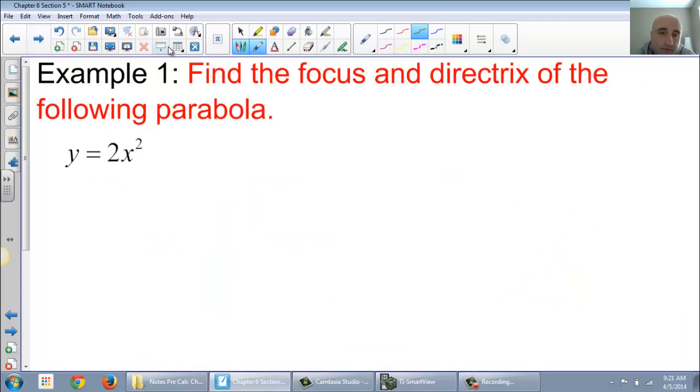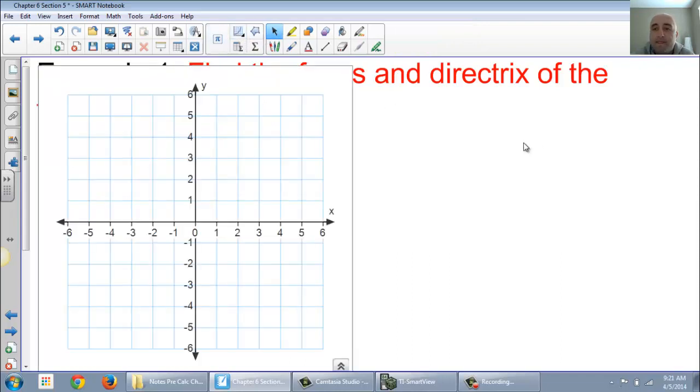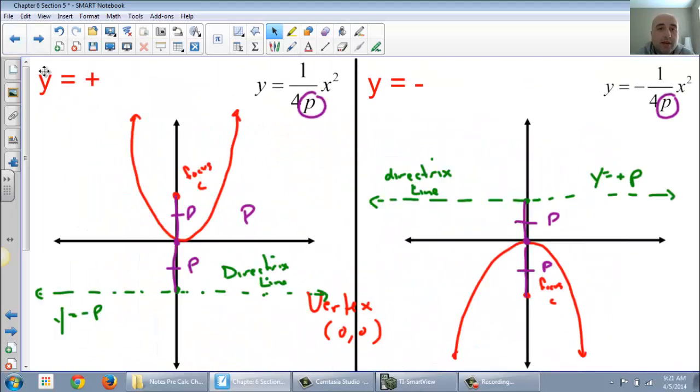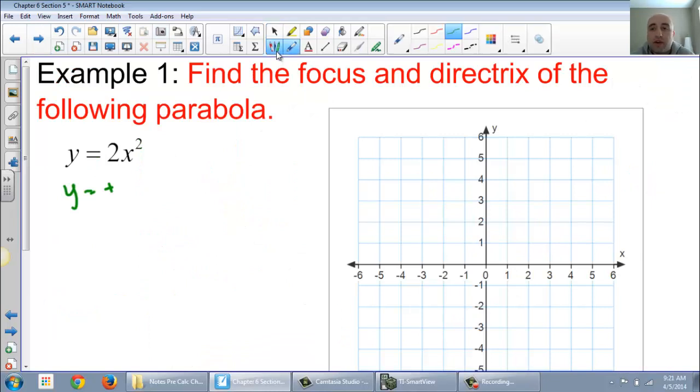Okay, so we're going to just dive right into an example and make sure we understand how to do these. All right, so what it says is find the focus and the directrix of the following parabola. Okay, so notice, this is y equals a positive number. So I'm going to, let me put in a graph here. All right, so we know it's y equals a positive. So let's go back here. Y equals a positive is a parabola that opens up. Okay, so I'm going to draw a parabola that opens up from 0, 0, because that's what our vertex is right now. Okay, so there's my parabola that opens up.